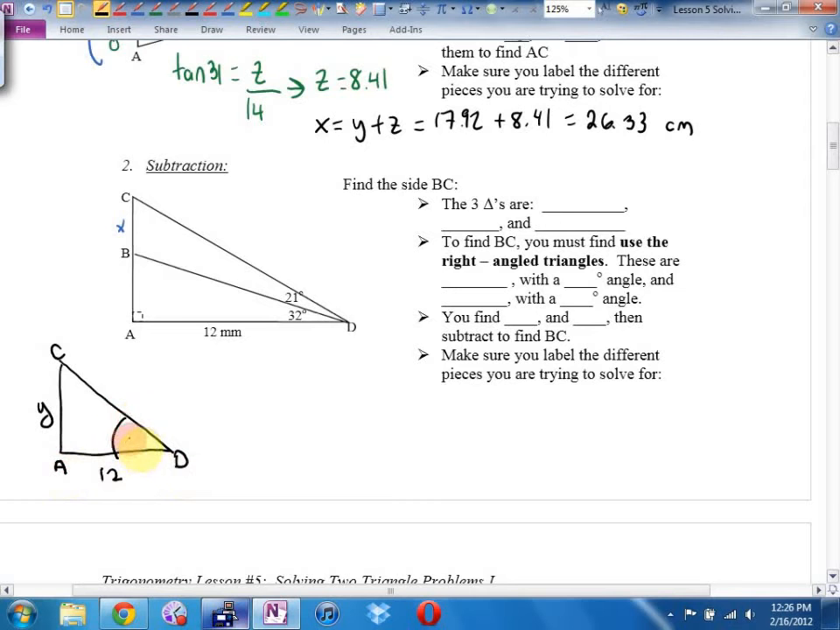Sam, how big is this angle here? And I'll give you a hint. It's not 21 and it's not 32. 53? How'd you get that? Oh, added them. Okay.